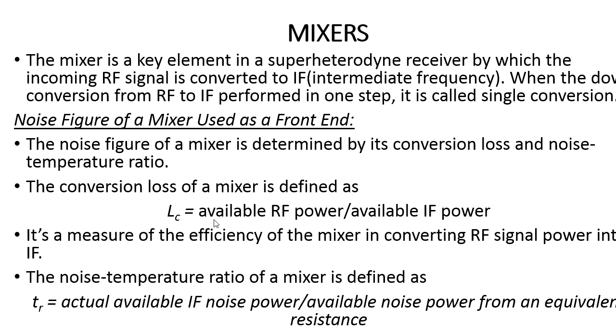Nothing but the conversion loss, it measures the parameter called efficiency of the mixer. And one more parameter that we are going to use for the noise figure in the mixer is called noise temperature ratio. It is defined as the actual available IF (intermediate frequency) noise power divided by the available noise at the resistance. That is represented as T subscript R. That is noise temperature ratio, we are going to represent it as TR.